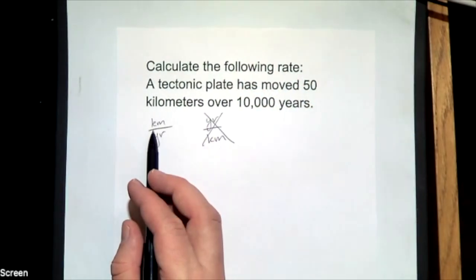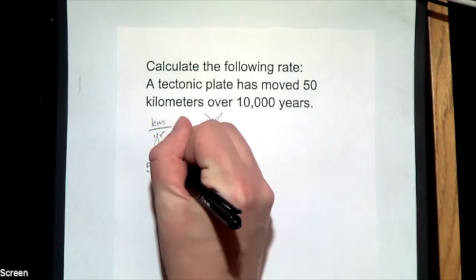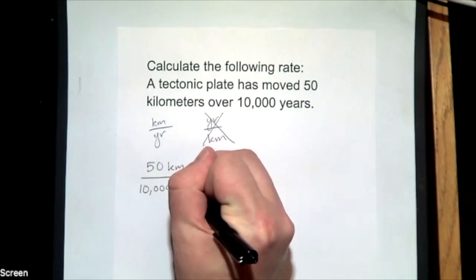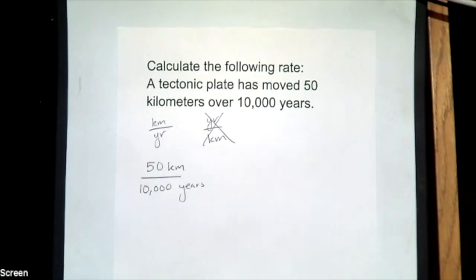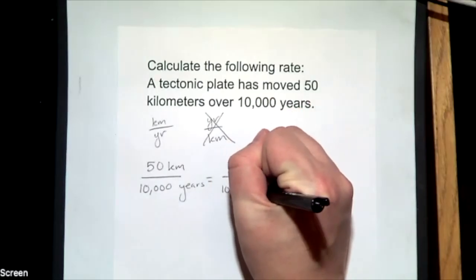Now, I think it's easy to think about kilometers per year because these are nice, easy numbers to work with. So you could take a calculator and plug it in, but really all that we are doing is dividing. So if you are skilled, you can do 50 kilometers divided by 10,000 years. And I'll be honest, I tend to try to leave the units off of the actual numbers. So I would write this instead as 50 over 10,000.